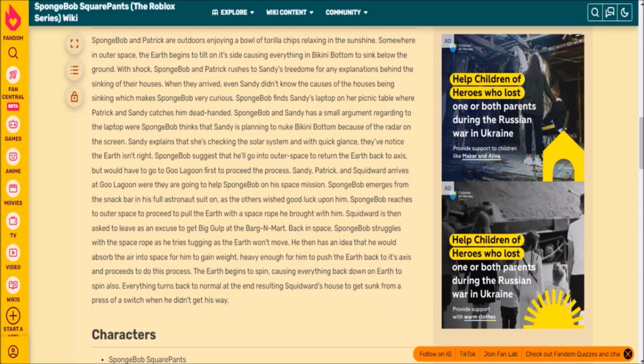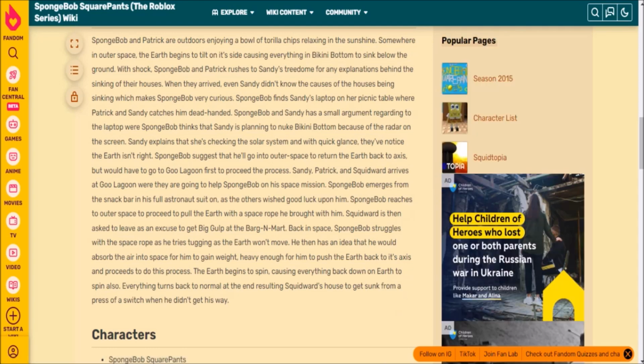SpongeBob suggests that he'll go into outer space to return the Earth back to its axis, but will have to go to Goo Lagoon first to proceed with the process. Sandy, Patrick, and Squidward arrive at Goo Lagoon, where they are going to help SpongeBob on his space mission.